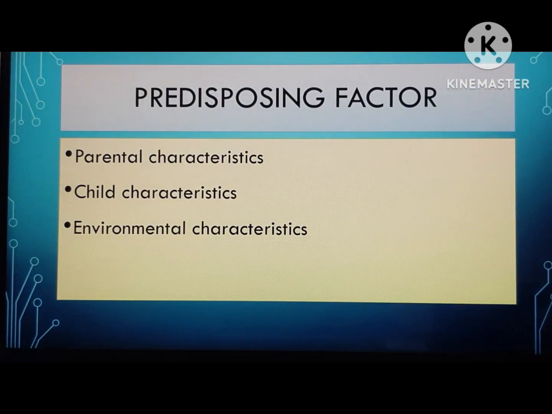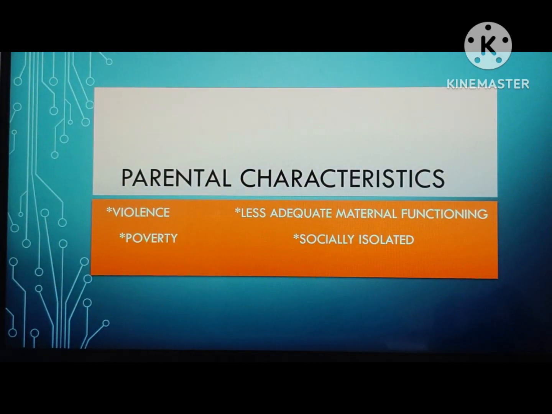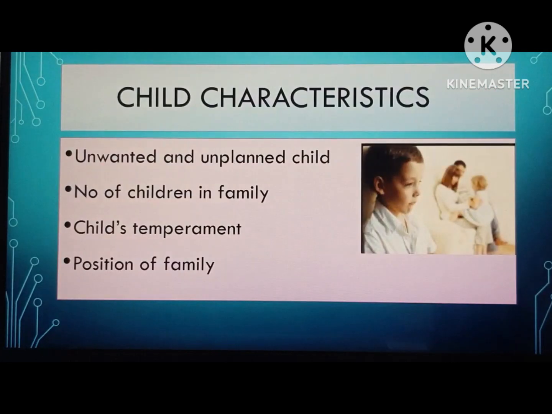Predisposing factors. What are the main factors that cause child abuse or neglect? Parental characteristics, child characteristics, environmental characteristics. One by one we will discuss each category. Parental characteristics: violence, poverty, inadequate maternal functioning, social isolation. These are the main points which cause child abuse and neglect.